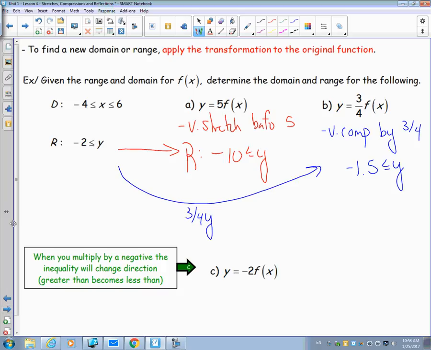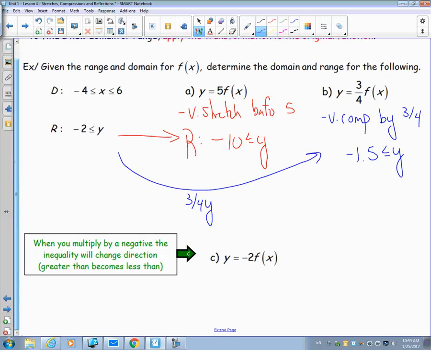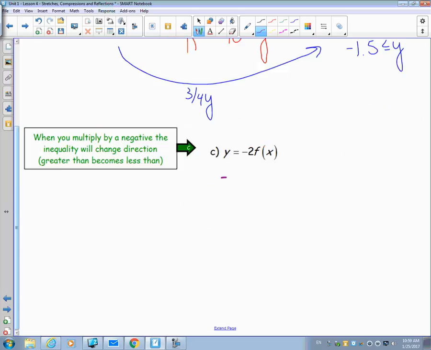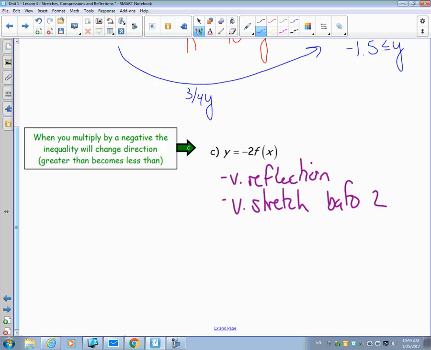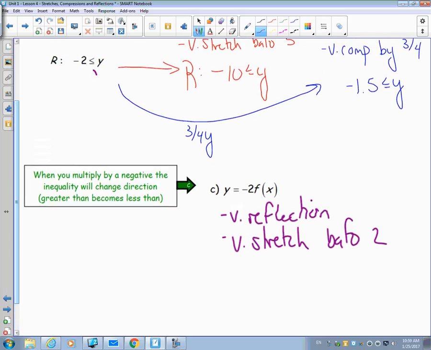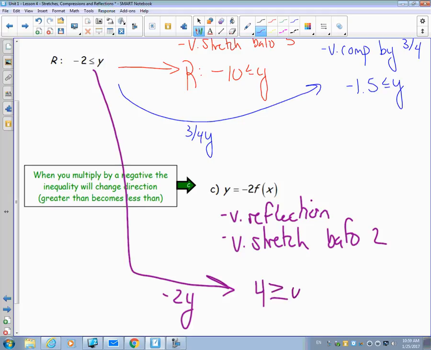So if we try this one, what's happening in this question, we're doing our two things. We've got a vertical reflection, the negative sign, and we've got a vertical stretch by a factor of 2. What do we need to do? We need to take this and multiply it by -2. What would that give me? -2 times -2 is 4. It's a negative sign, so I'm going to flip my inequality to the other direction.